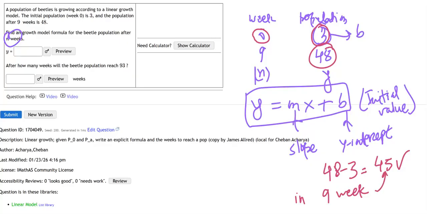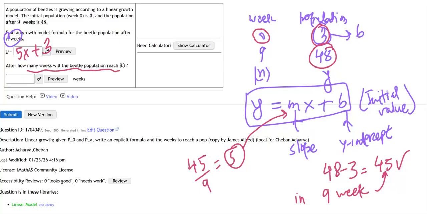So in each week, per week, how much population changes? That's going to be the slope. So in 1 week, population changes by 45 over 9, which is going to be 5. So every week, the population changes by 5 beetles. So in this equation, this m is going to be slope or rate of change. So our function is going to be y equals 5x plus b, which is 3. That's the model.